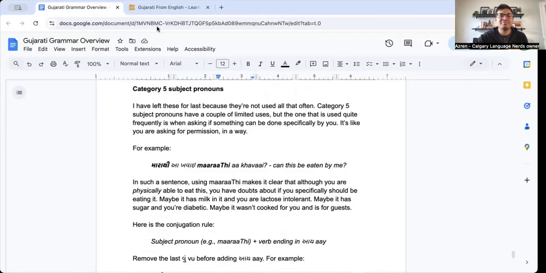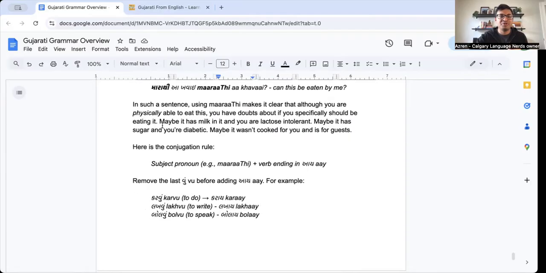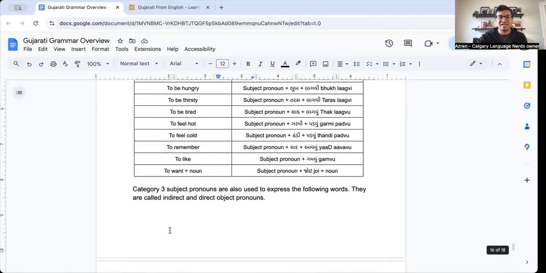In such a sentence, using Marathi makes it clear that although you are physically able to eat it, you have doubts about whether you specifically should be eating it. Maybe it is milk and you're lactose intolerant. Maybe it is sugar, you're diabetic. Maybe it wasn't cooked for you, it's for guests. We don't know. So the conjugation rule: we use our subject pronoun from this table up here.